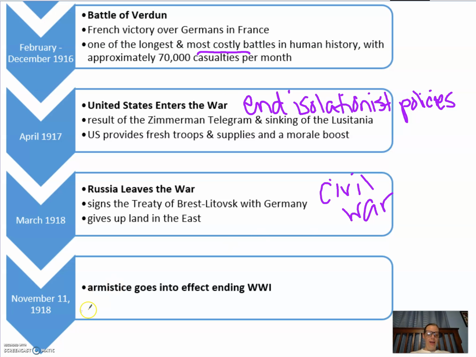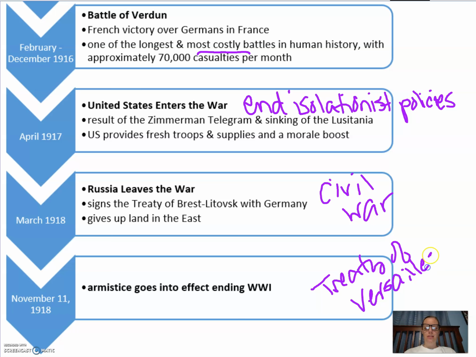And then the war ends in 1918. They are going to ultimately sign something called the Treaty of Versailles to end the war. But the treaty doesn't get signed, obviously, for a while. But the war stops in the 11th hour, so 11 o'clock, on the 11th day of the 11th month. So November 11th at 11 o'clock in the morning, everywhere was a ceasefire, and that's when the war ended.